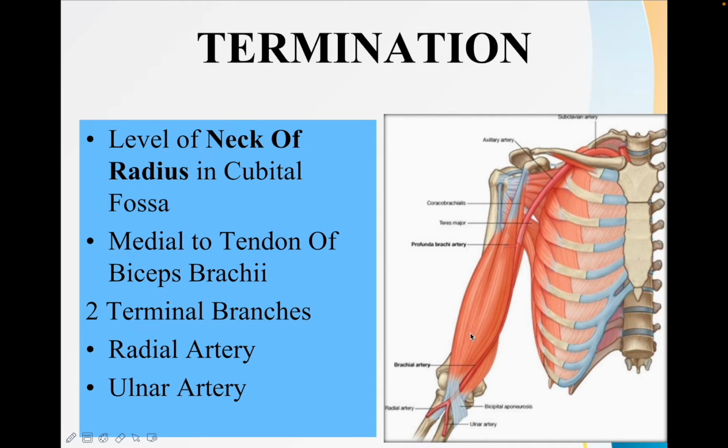You can see here there is a muscle parallel to this brachial artery. This is the biceps brachii muscle, and this is the tendon of the biceps brachii muscle. So the brachial artery is located medial to the tendon of the biceps brachii muscle.